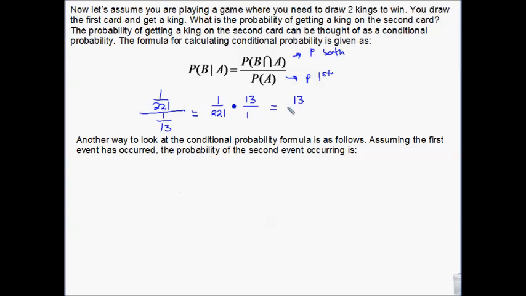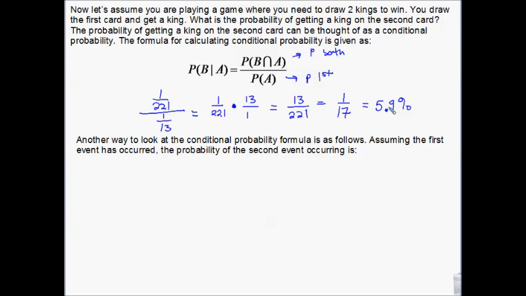Why? When we reduce this, we have a 1 in 17 chance of getting that second king. By percentages, it is a 5.9% chance of getting that second king if you've got the first king. It's better than it was last time, but last time you were starting from scratch.